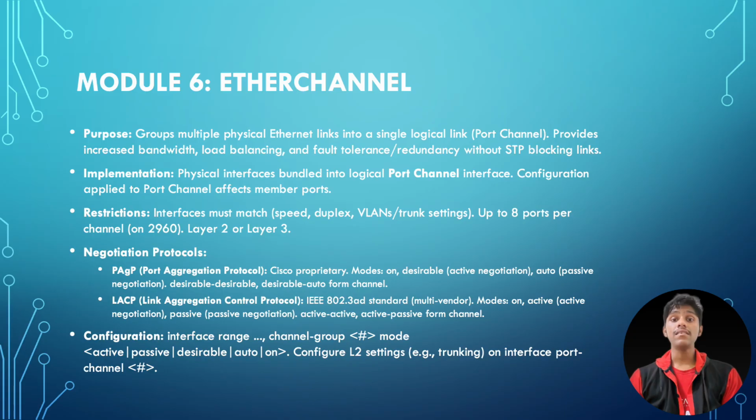Importantly, STP sees the whole bundle as one link, so it doesn't block the individual physical links within the channel. And EtherChannel requires all physical ports in the bundle to have matching settings: the speed, duplex, and VLANs. We can also configure it statically or dynamically using a negotiation protocol, like Cisco PAgP, that is desirable and auto modes, or the industry standard LACP, active and passive modes. The configuration involves grouping interfaces using the channel-group command.